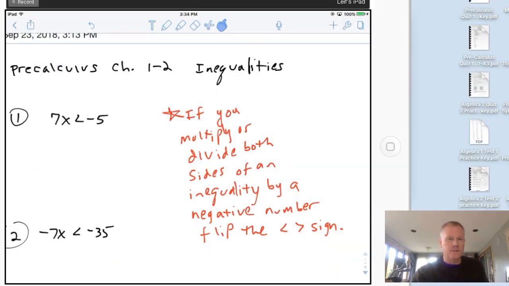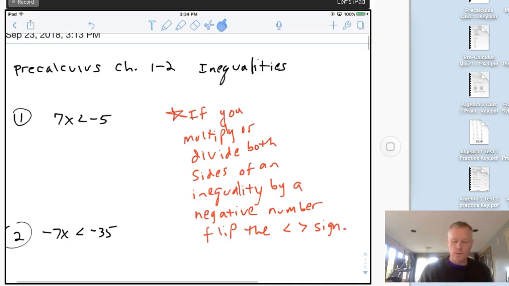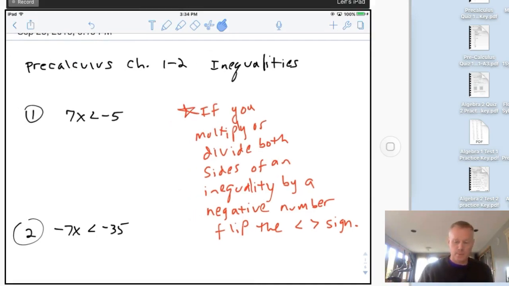Okay, hi there. Today I'm going to be covering Pre-Calculus, Chapter 1-2 on inequalities. Here's the big thing right over here. I wrote it in red, I'm circling it in highlighter. The big thing with inequalities: anytime you multiply or divide both sides of an inequality by a negative number, you've got to flip the greater than or less than sign. Keep that in mind as we go through, because otherwise you treat it most of the time like an equal sign. You solve it like a regular equation.